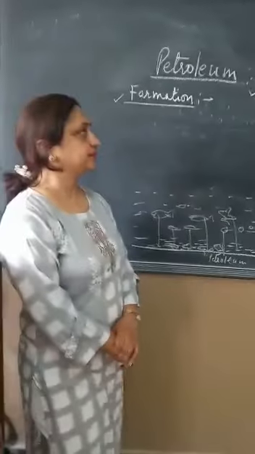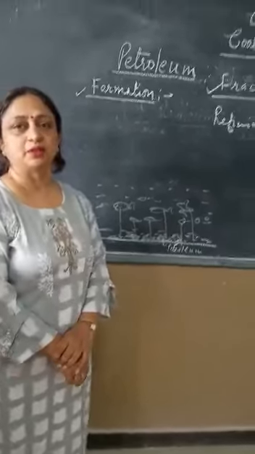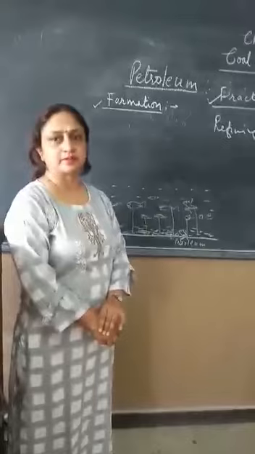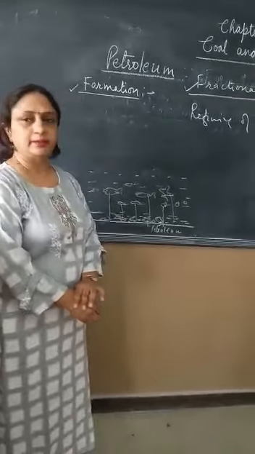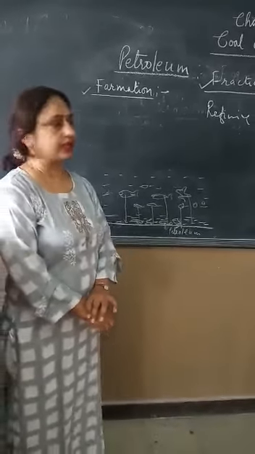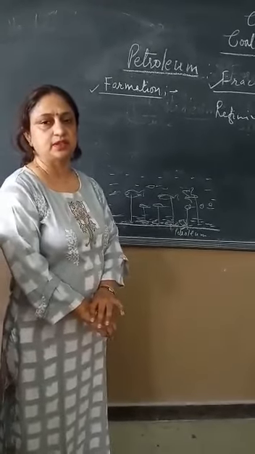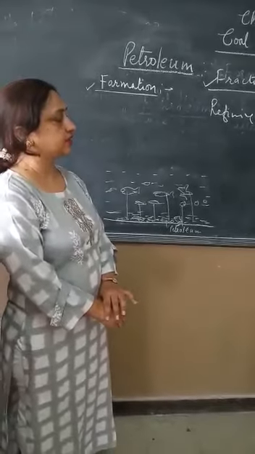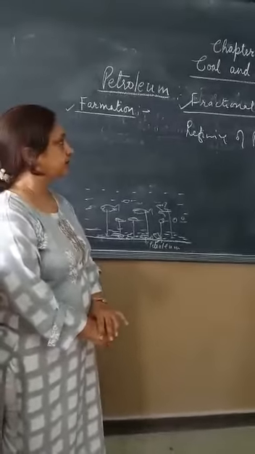Hello students, in the previous video in the chapter Coal and Petroleum, I told you about natural resources which are exhaustible and inexhaustible resources. Then I told you about the fossil fuels that are coal, petroleum and natural gas. Then I told you about the coal, its characteristics, formation and destructive distillation of the coal and various products that we get after destructive distillation of coal and various varieties of coal.